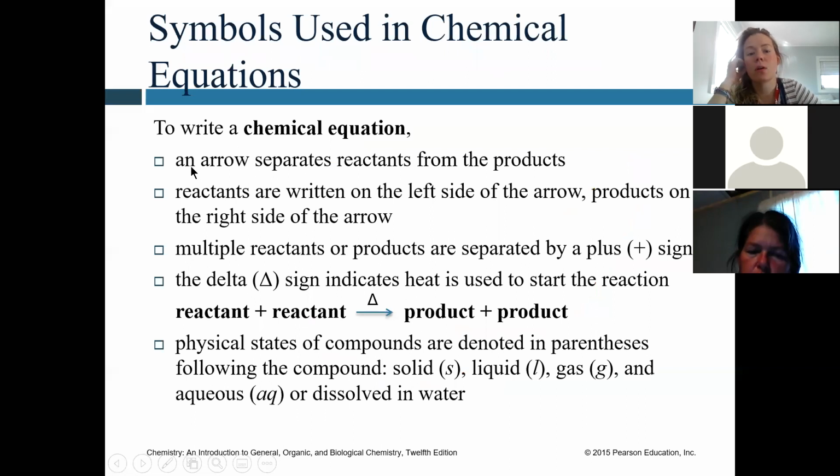So to write a chemical equation, an arrow needs to separate your reactants, what you're starting with, from your products. Reactants are written on the left, products are written on the right. We separate multiple reactants and or multiple products by a plus sign. Delta sign in this case lets us know that there's heat being produced. And then we add the little physical states to denote what phase we're in. So S is for solid, L is for liquid, G is for gas.